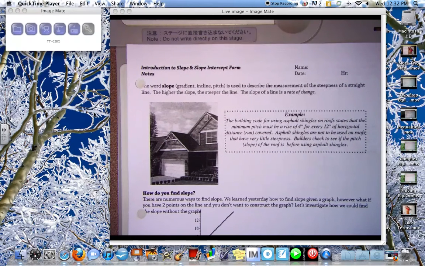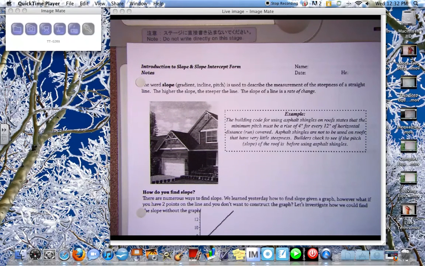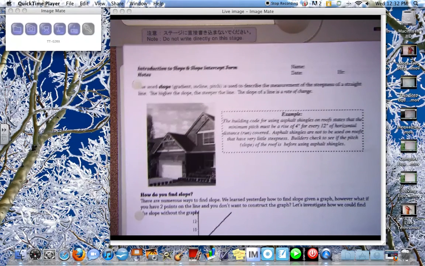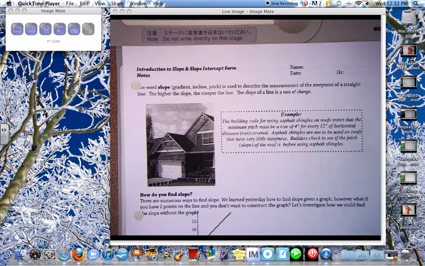The building code for using asphalt shingles on roofs states that the minimum pitch must be a rise of 4 inches for every 12 inches of horizontal distance, or run, covered. Asphalt shingles are not to be used on roofs that have very little steepness. Builders check to see if the pitch or slope of the roof meets this before using asphalt shingles.